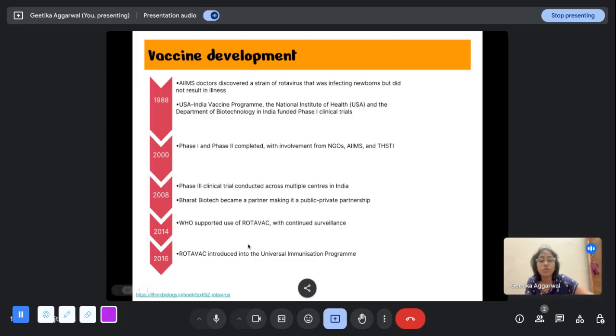Eventually, Rotavac, the vaccine for rotavirus, was developed from this virus which was infecting the newborns but did not cause an illness. If you give that as a vaccine to other newborns, they will develop antibodies against this virus. And then in 2016, Rotavac was introduced into the universal immunization program. So that is how a vaccine was indigenously developed for rotavirus in India.